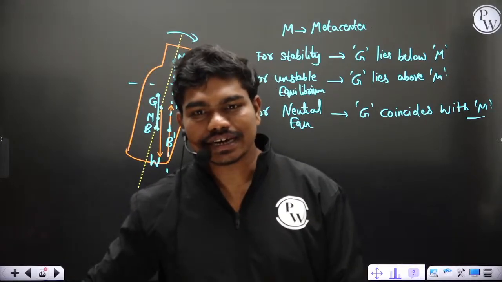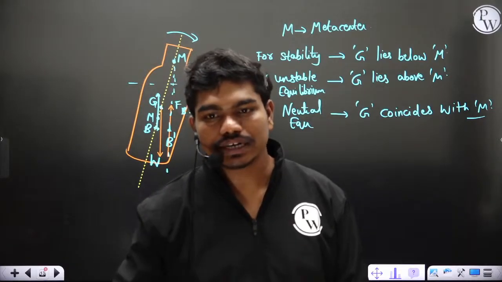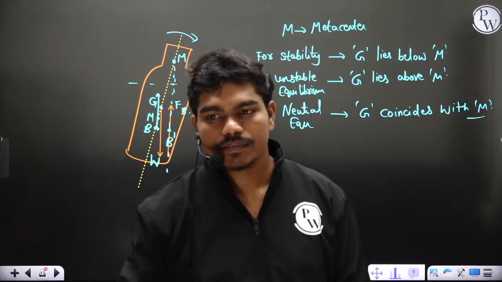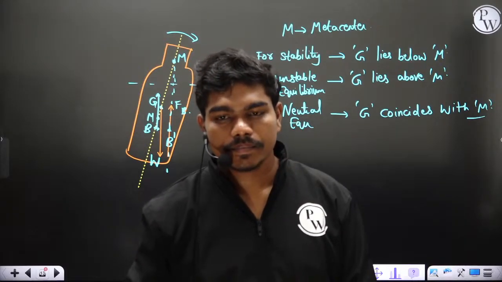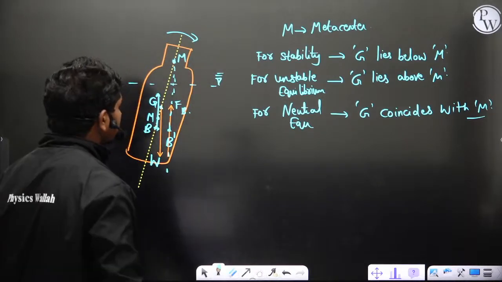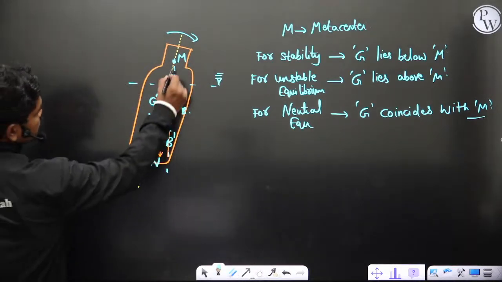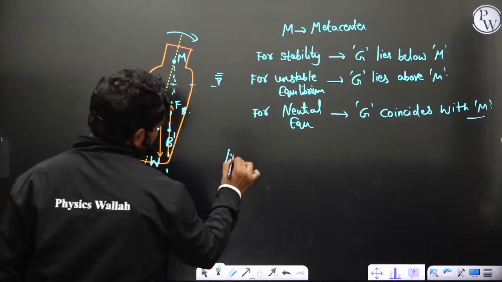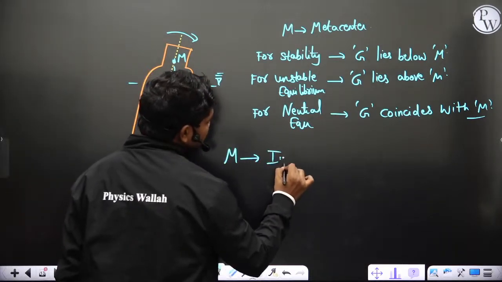Is everything clear to all of you conceptually? Because you have to understand all these points. Okay. Now, you can understand a few things clearly. This point, the metacenter, physically is nothing but the instantaneous center of rotation.